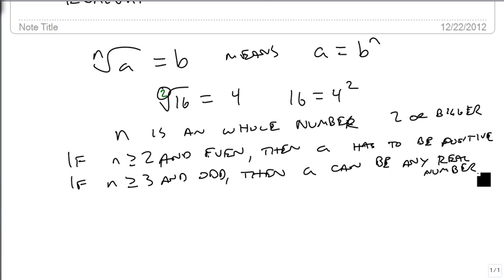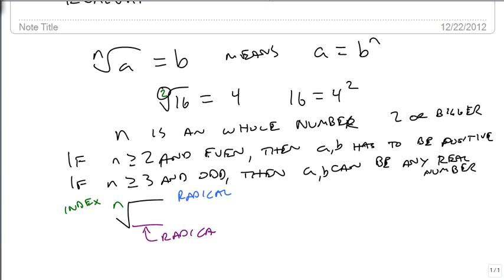So this is important to keep in mind. And in fact, what applies to A also applies to B here. Now, just some definitions. This sign right here is called the radical. The number up here is called the index. N is the index. And the number underneath is called the radicand. So just a couple of definitions to help keep things straight. And what we want to look at now is how we can evaluate these nth roots.